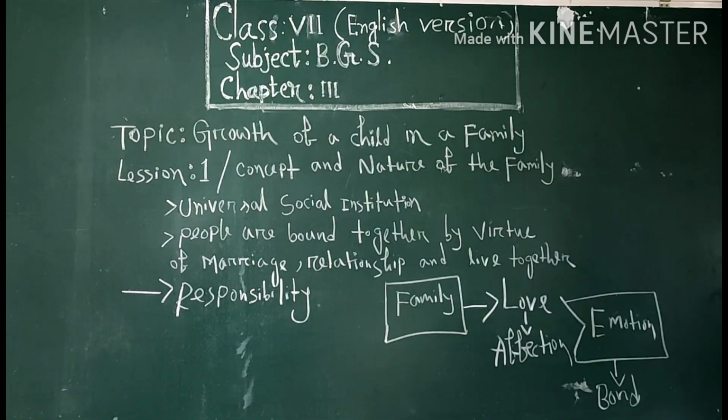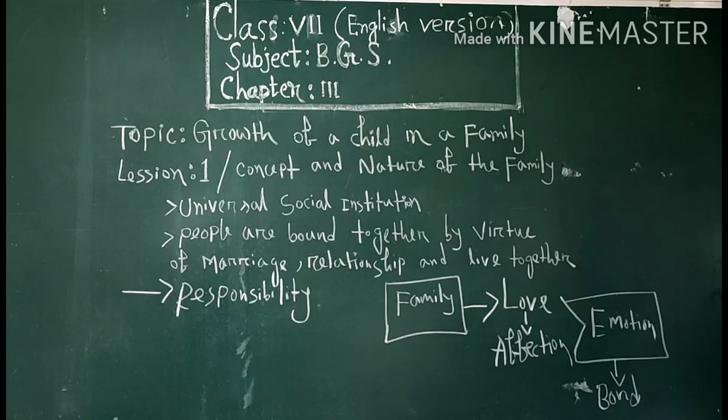Well, dear students, now I'm going to deliver my lecture regarding chapter number 3. This chapter is about the growth of a child in a family. At first, you have to know the definition of family. Family is a universal social institution, and it is the first place of the growth of a child. So, family is the most permanent social institution.